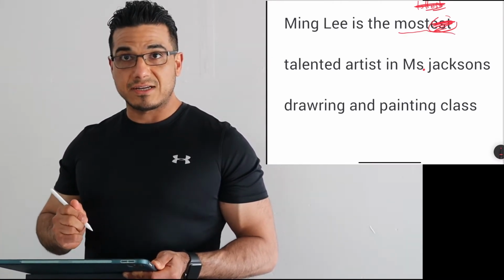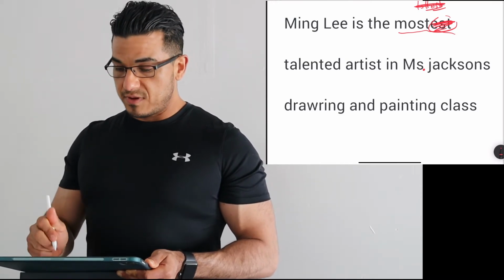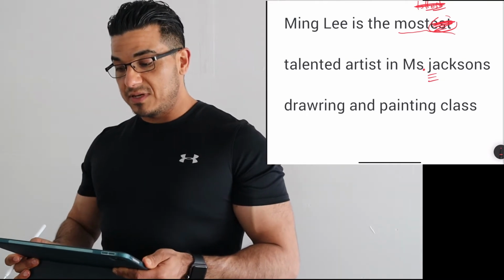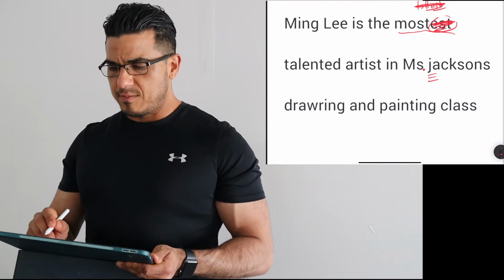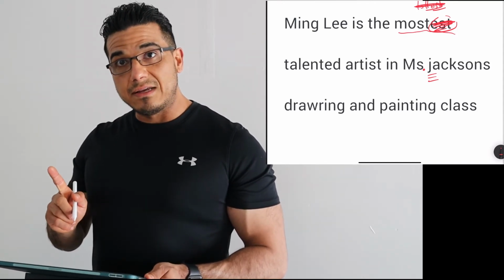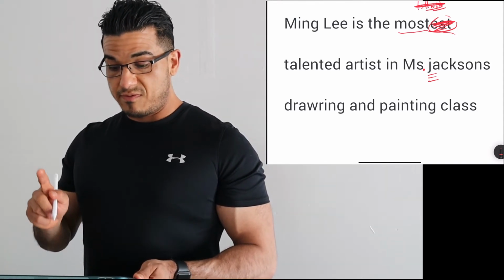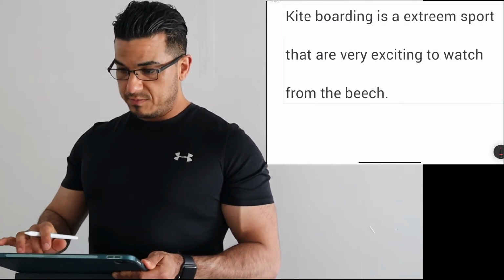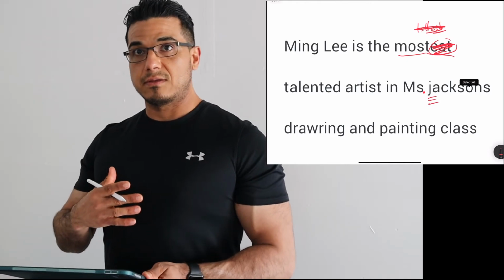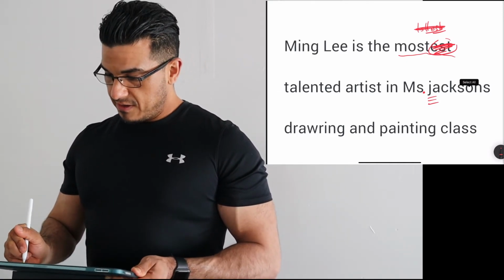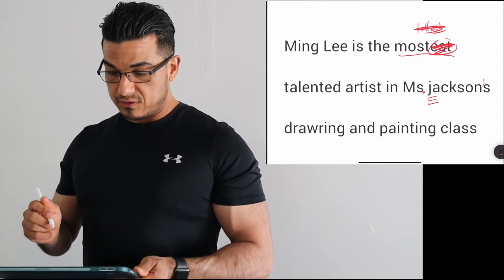So following a title is a surname or a last name. In this case, it's Jackson. It is a name, therefore a proper noun, and should be capitalized. So talented artist in Miss Jackson's. I'm not referring to a multitude of Jacksons. I'm referring to a single Jackson. In this case, we're referring to her drawing and painting class. So to showcase possession or ownership, I know to use apostrophe S. So let me go back and add that apostrophe S. So it's Miss Jackson's.